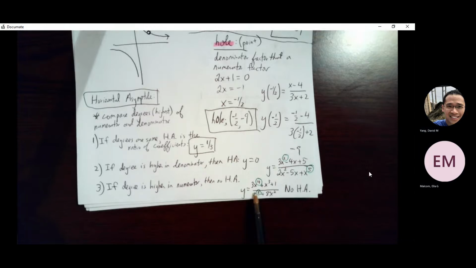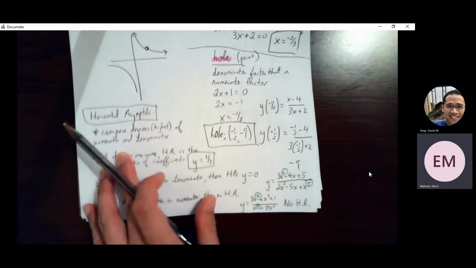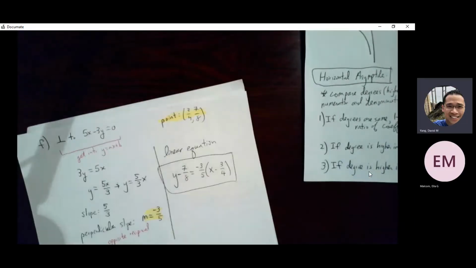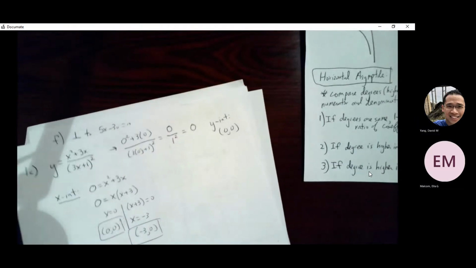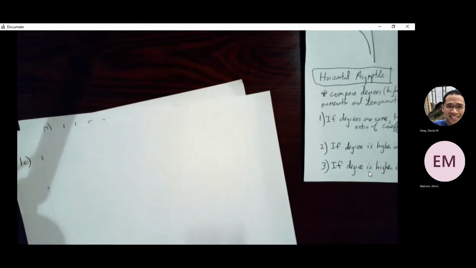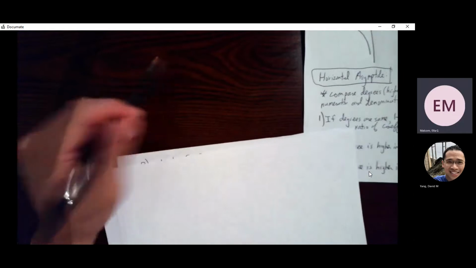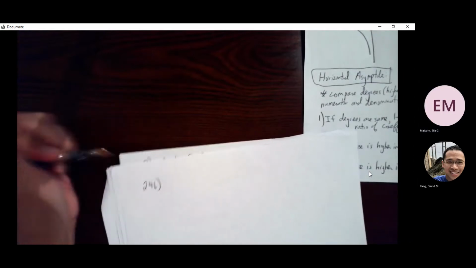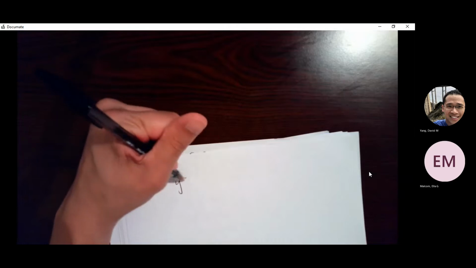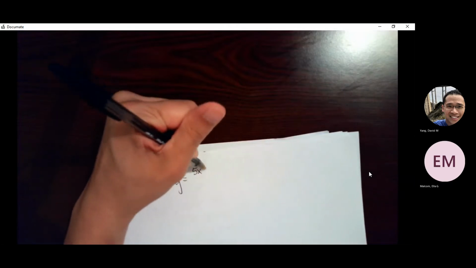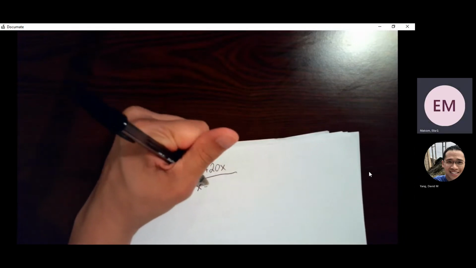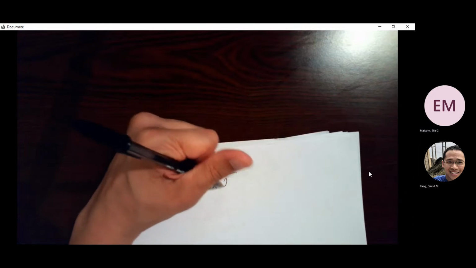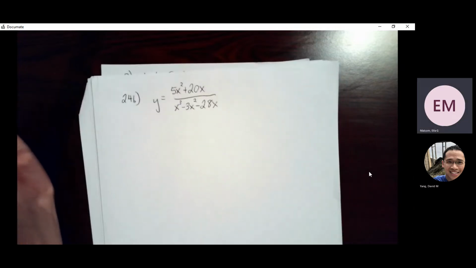Okay, why don't we try one more, see if we can put it all together. All right, let's look at number 24B. So 5x squared. Okay, so for the numerator, our A and C is 5.